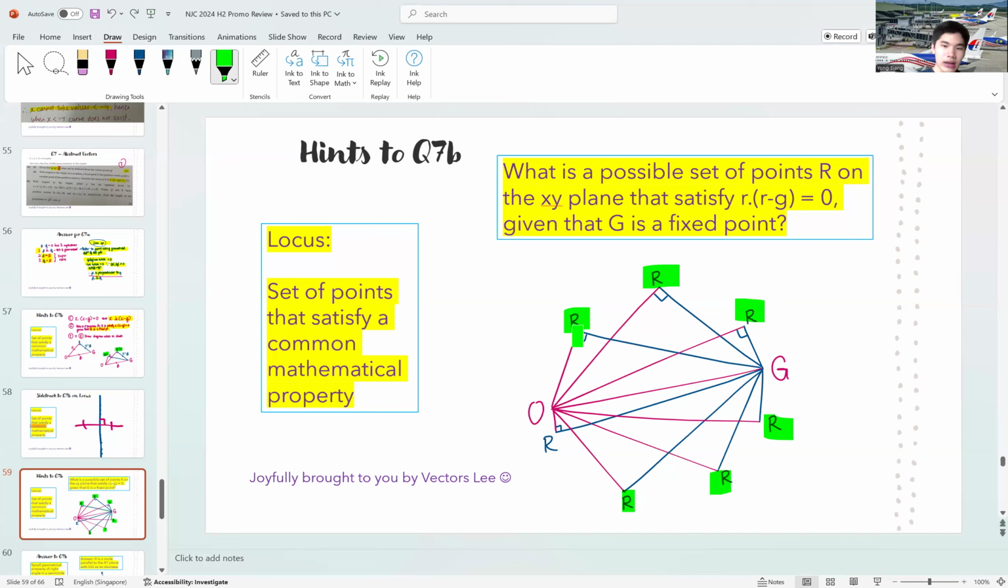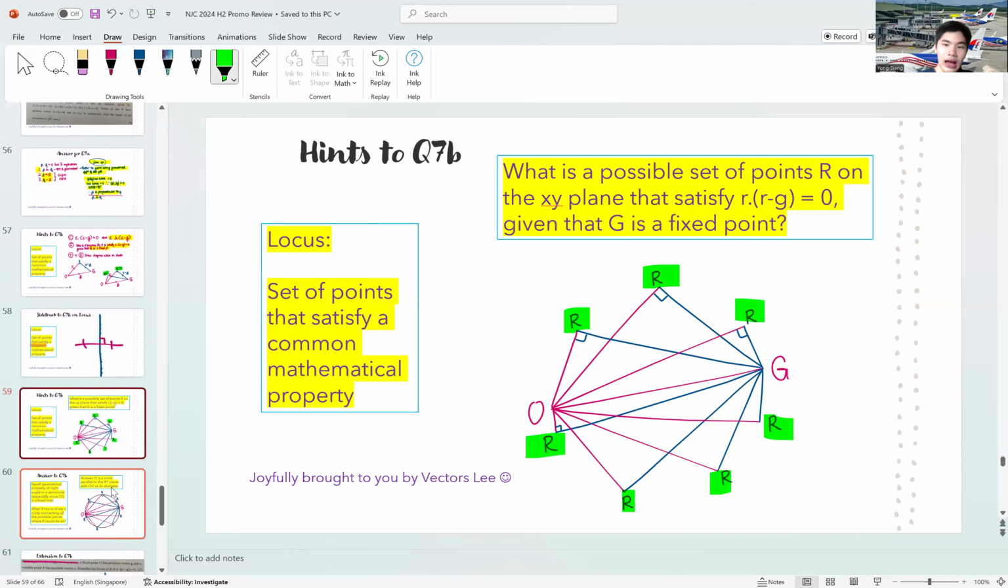The pink vector is R, the position vector OR. So we're going to draw an infinite number of right angle triangles. There are so many possible points of R, and once you have drawn this up, you'll notice that OG here is a common straight line that satisfies all the right angle triangles. It's the common hypotenuse of all the right angle triangles.